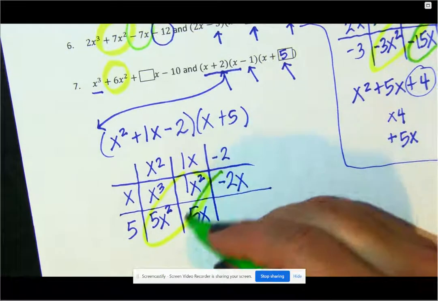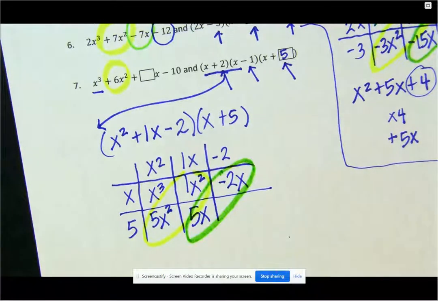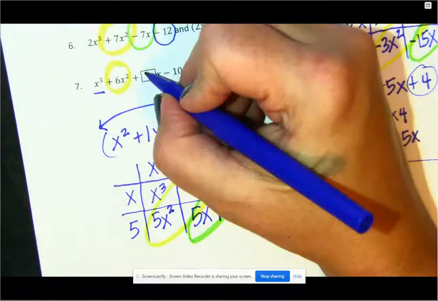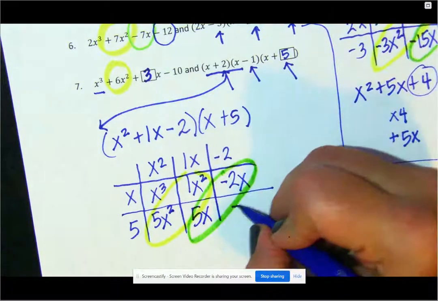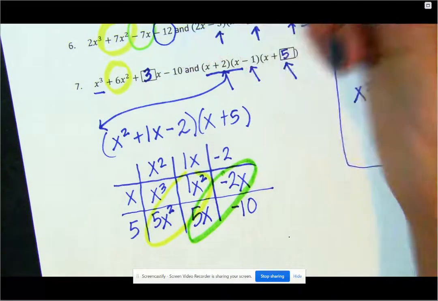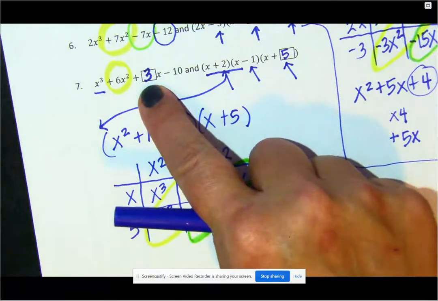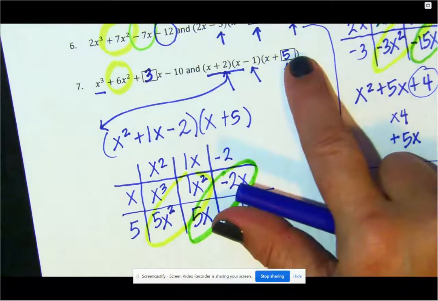What do these two create together? 5x minus 2x makes 3x. There's my 3. That's what that was missing. And then negative 2 times 5 is negative 10, which yes, it is. So the missing number was a 3 on this side and a 5 on this side.